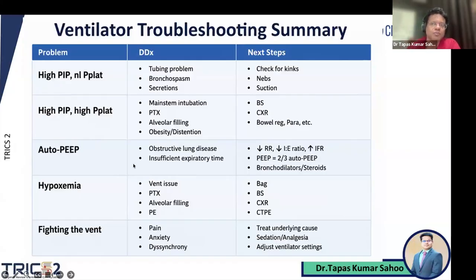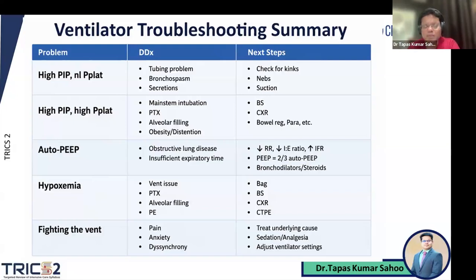Now, auto PEEP would be something important in our ICU practice. Obstructive lung disease, insufficient expiratory time. This is sometimes very commonly asked in the ICU exit exam. Now, how are you going to deal with the auto PEEP? We all know, maybe it is dynamic hyperinflation, maybe it is obstructive airway disease, that has to be taken care of by decreasing the PEEP by 2 to 3 to reduce the auto PEEP. You can use bronchodilators, you can use steroids, you can decrease the I:E ratio, you can increase the inspiratory flow rate, you can decrease the respiratory rate.